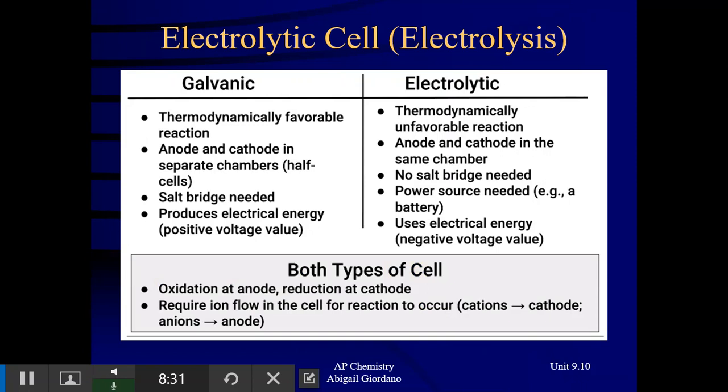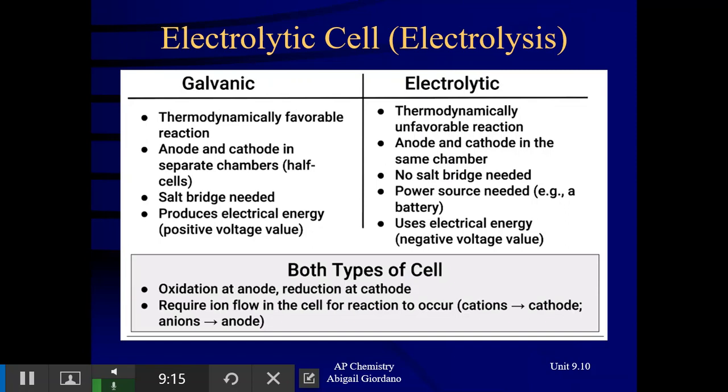So let's just kind of bring this together. What are some of the differences? All right. A galvanic cell, of course, has a thermodynamically favored reaction, whereas an electrolytic cell is thermodynamically unfavorable. In a galvanic cell, your anode and cathode are in separate chambers, separate half cells, whereas in an electrolytic cell, they're usually all in the same chamber, all in the same beaker. A galvanic cell needs a salt bridge, and shame on me for not drawing that into that diagram earlier. An electrolytic cell doesn't need a salt bridge because everything's all in the same compartment.